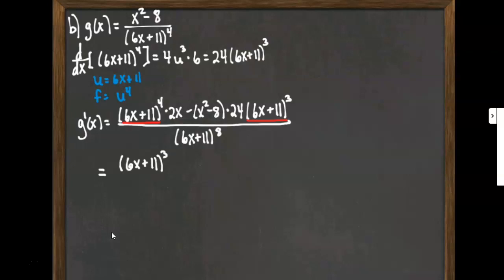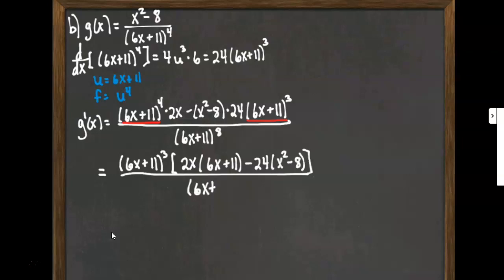Now, when we take that out, the first part there, the 6x plus 11 to the fourth times 2x, well, we've taken away 3 of them, so we only have 1 left to go along with our 2x. So we'll have 2x times 6x plus 11. And then in the second part, we had 3 of those, and they're all gone. We took them all out. So we're just going to have minus 24 times x squared minus 8. And that'll all be over our 6x plus 11 to the 8th power.